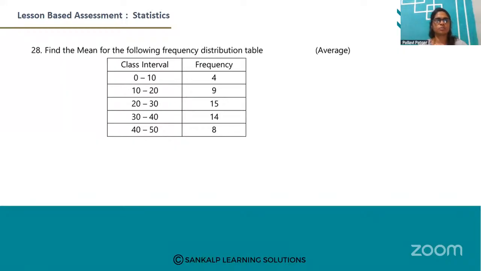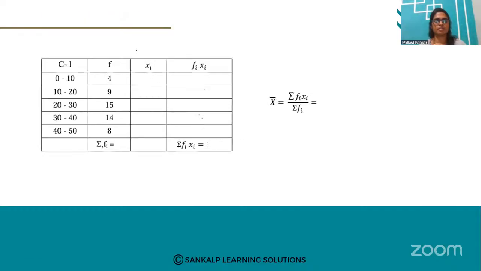Look at question number 28. Find the mean for the following frequency distribution table. Here we find the class mark xi for each class interval. The class mark is the midpoint of the class interval, so calculate it as lower limit plus upper limit divided by 2. So 0 plus 10 divided by 2 is 5. 10 plus 20 divided by 2, 15.